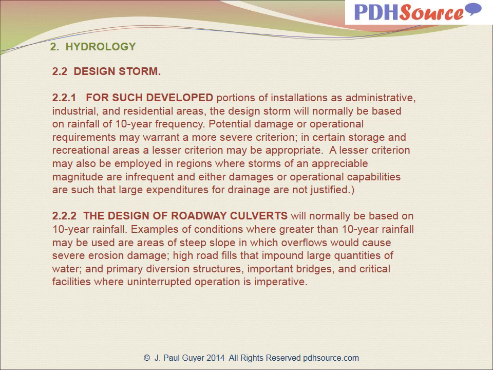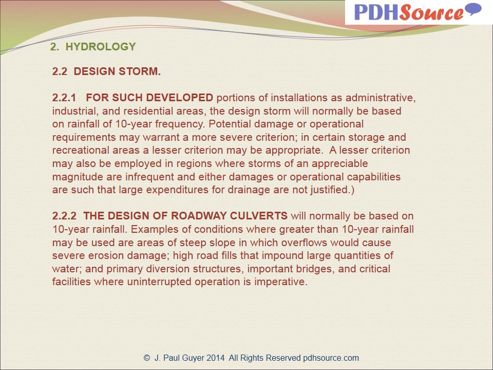Potential damage or operational requirements may warrant a more severe criterion, more severe than the 10-year frequency. In certain storage and recreational areas, a lesser criterion may be appropriate. A lesser criterion, less than 10 years, may also be employed in regions where storms of an appreciable magnitude are infrequent and either damages or operational capabilities are such that large expenditures for drainage are not justified. A lesser criterion means more years of frequency.